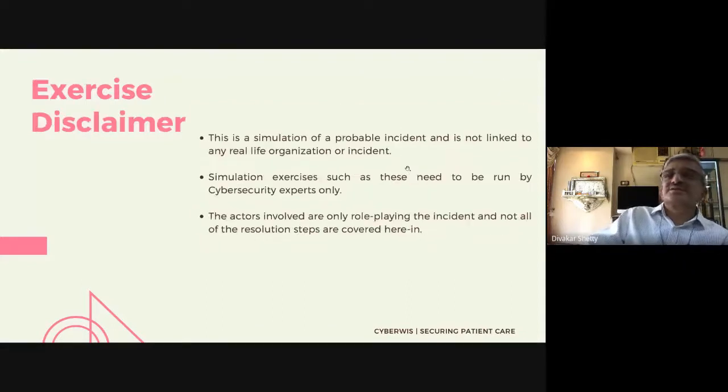This is just a disclaimer that this is a simulation of a probable incident and it is not linked to any real life organization or incident. Simulation exercises such as this need to be run by cybersecurity experts only. The actors involved are only role playing the incident and not the resolution steps covered herein.